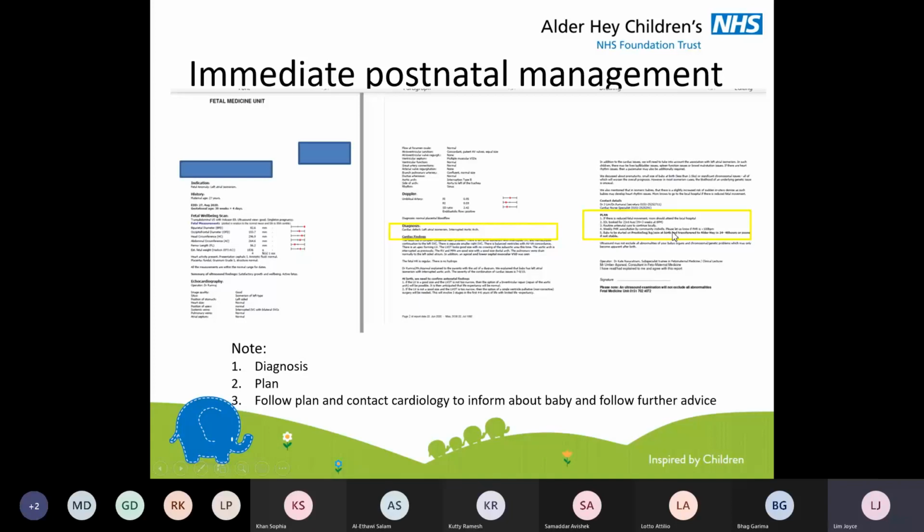Obviously, it's not 100% foolproof. Sometimes the local units don't look at the most recent fetal cardiac report. They'll look at ones from the 20 weeks rather than the 32 weeks. So they need to know that things can change. They need to see the date of the report, which I've blanked out, sorry. That is the most recent one, so that the management is most up to date.